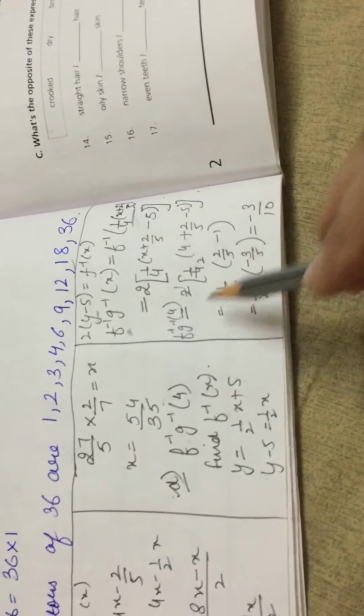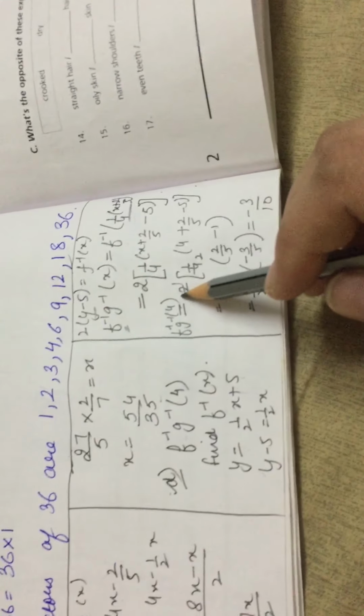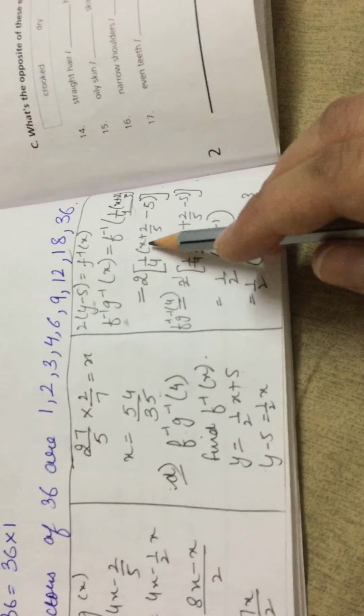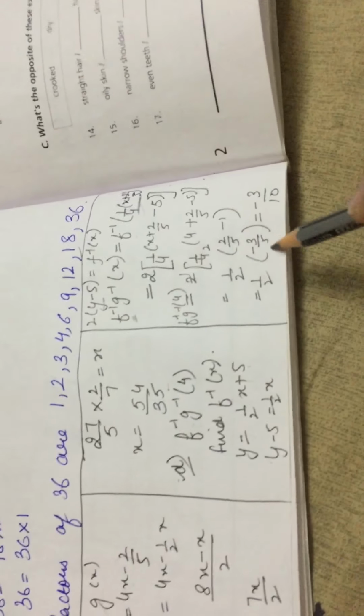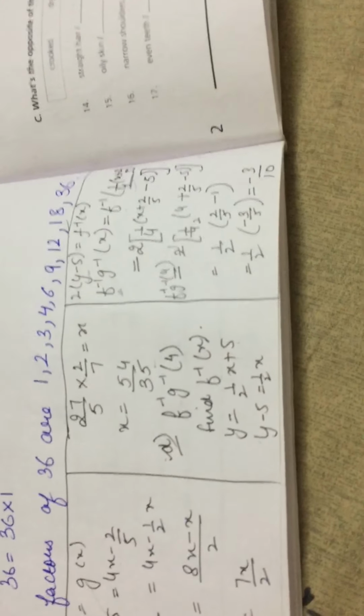Now after solving, I want to find f inverse g inverse of 4. So in place of x everywhere, I am going to write 4. So after solving, I got the answer minus 3 by 10.